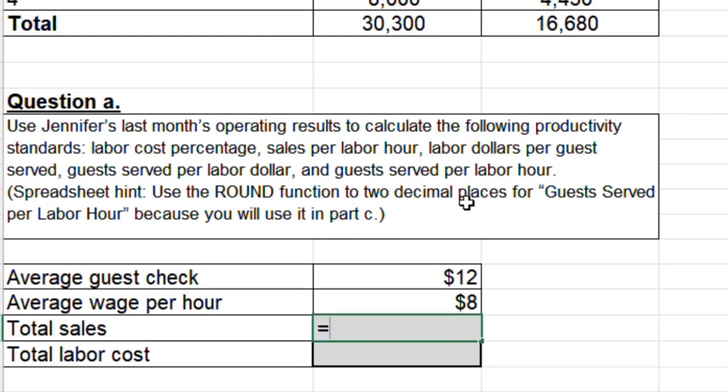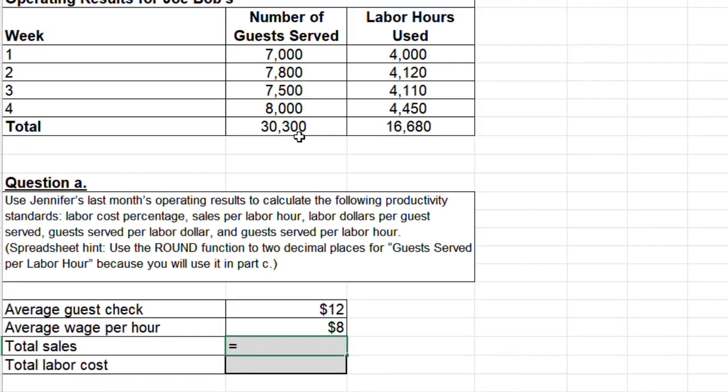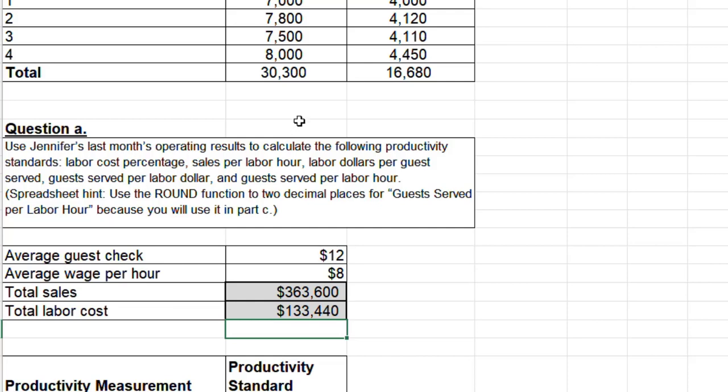is, so we have our total number of guests served, which is 30,300. And if we want to know how much we did in sales, we are going to multiply that by our guest check. All right, so we could figure out what our total sales were. If we want to calculate our labor cost, we will take our labor hours used, and we're going to multiply that times our average wage per hour. All right, so again, for total sales, we took our total guest count, multiplied it by our average guest check. And for our labor costs, we took our total hours multiplied times our average wage per hour.